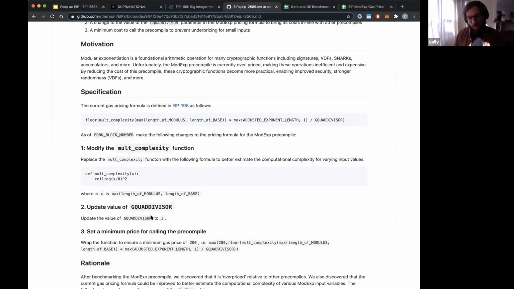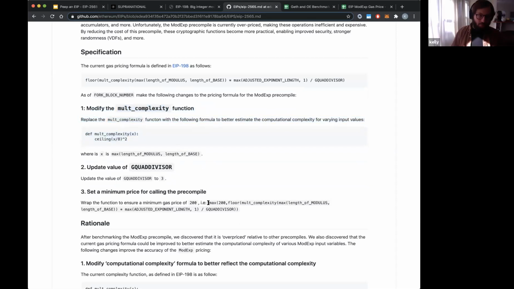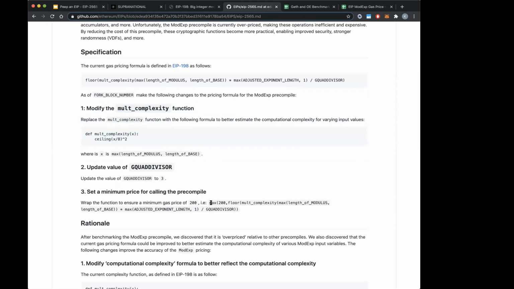We basically update one value to 3. We put a maximum of 200, and we also change this complexity formula. Maybe it is a minimum of 200. Exactly. When you type it up in Python, you say take the max of this or 200. But yes, it is a minimum of 200. That's correct.